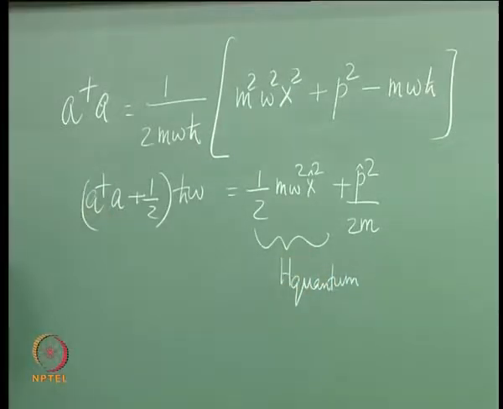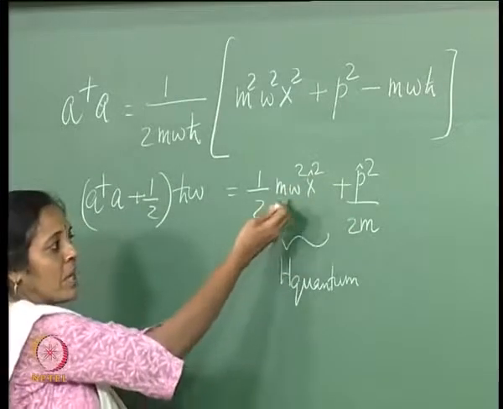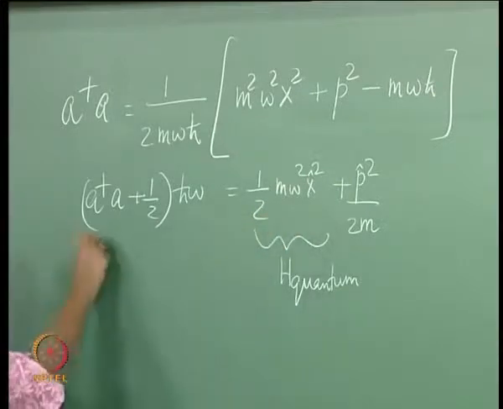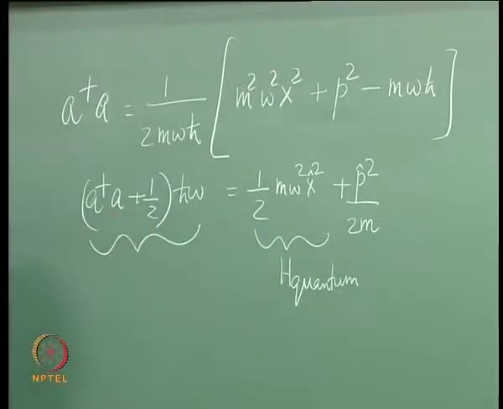And so, you see, I can write the Hamiltonian for the quantum oscillator as p squared by 2m plus half m omega squared x squared, or as a dagger a plus half h cross omega.